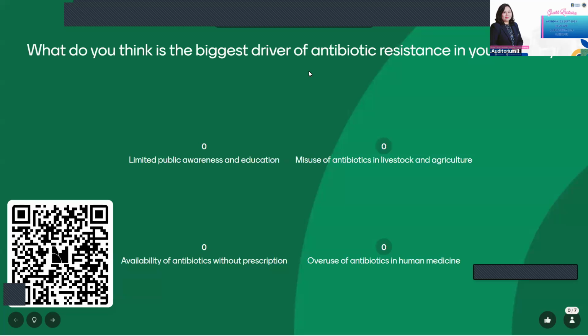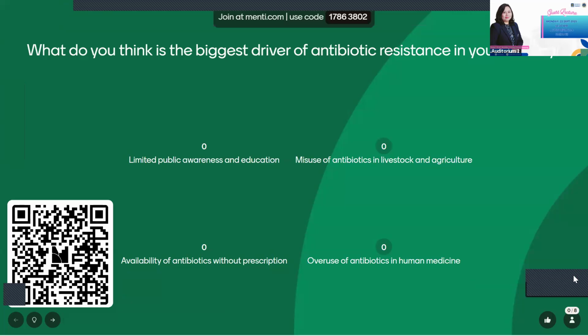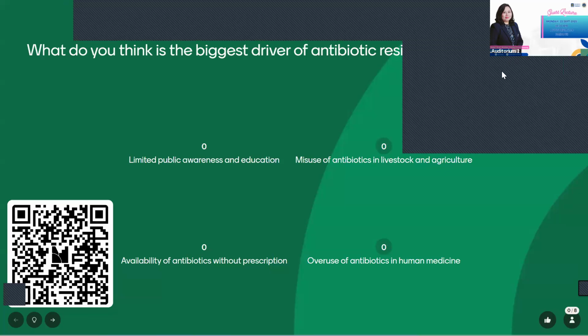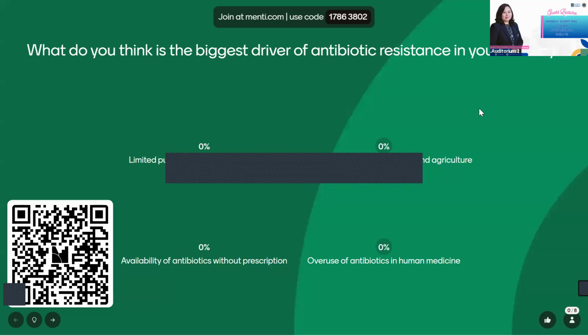So today's topic is about antimicrobial resistance, and you can prepare your questions if you have any ideas or questions in your mind while she is presenting her lecture. Just keep them, and after her presentation we will open the Q&A session. Let's begin with her presentation. Dr. Malika, the floor is yours.